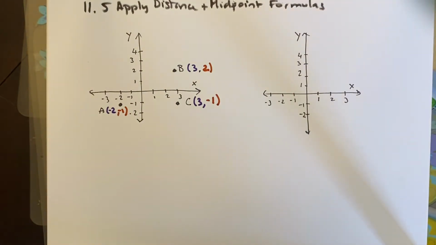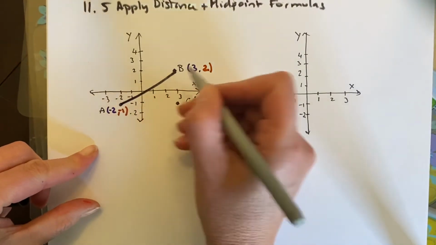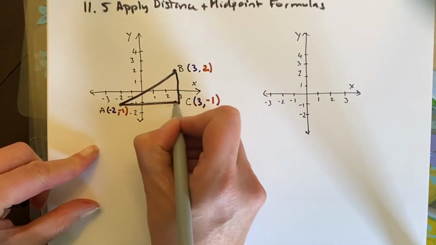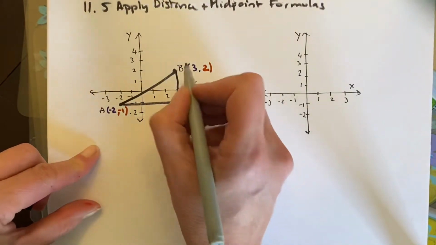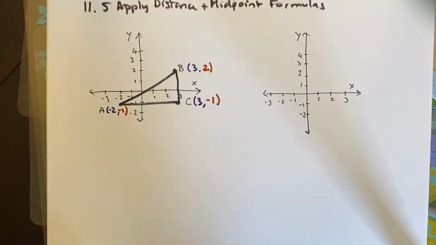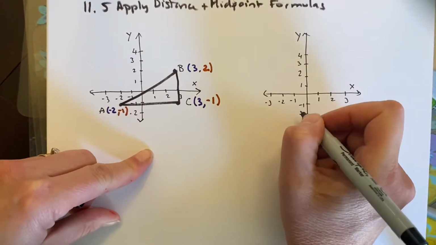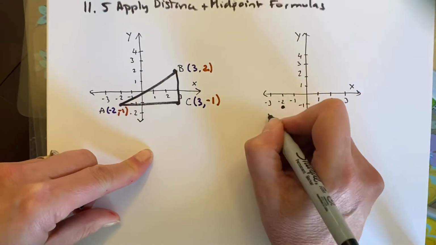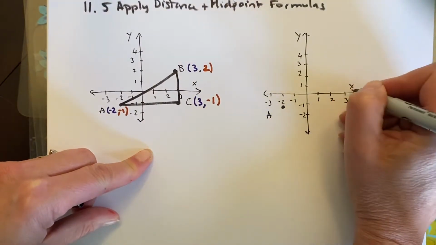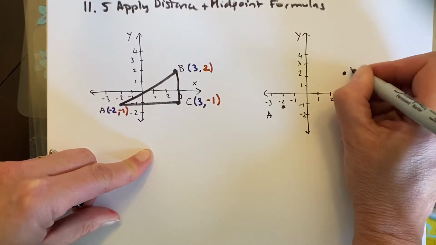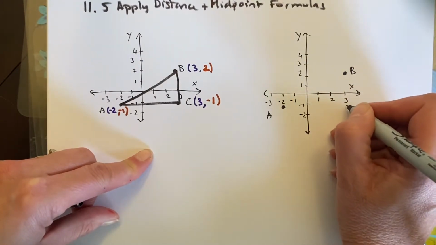And I'm going to connect my triangle, triangle A, B, C. Okay. I'm going to do the same thing on the other side. So I'm going to again put, and there's a reason for this, I'm going to put A. This is a point 3, 2. B and C at 3, -1.